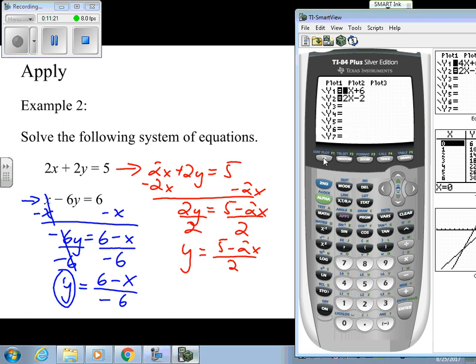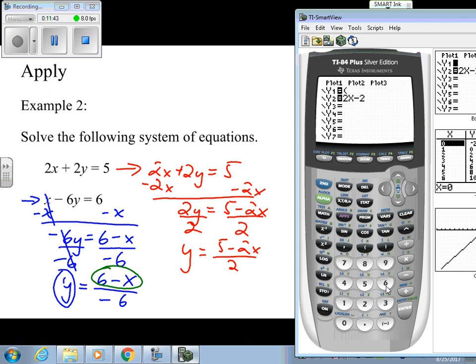So I go to my y equals. I'm going to clear out this first equation. Again, I use the clear button, which is right below the down cursor arrow. And I'll put the blue one in first. So we had a group of things. This group is the 6 minus x all divided by the negative 6. So I need to tell the calculator it was a group using parentheses.